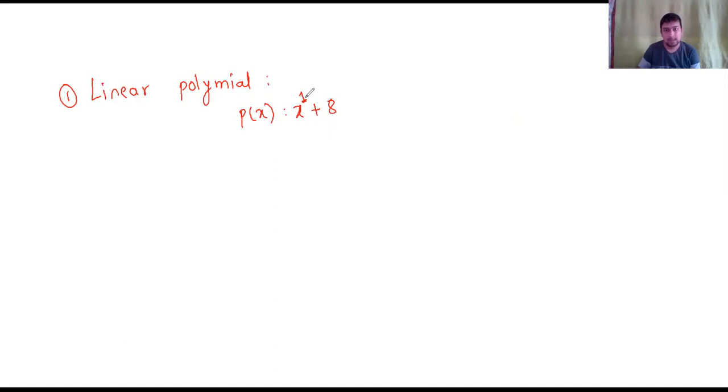So let us say it is asked to find a zero of this polynomial. So what you will do? You will equate the given polynomial, which is x plus 8 equal to 0. So what will be x here? It will be minus 8. So minus 8 is called as zero of the polynomial.